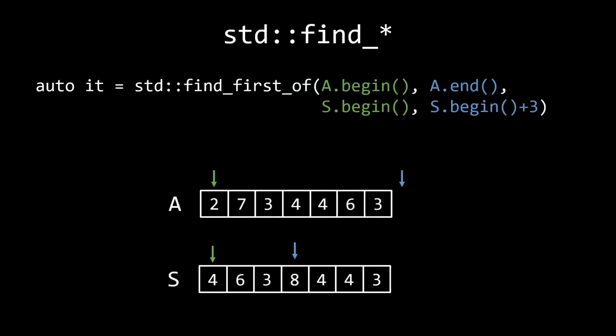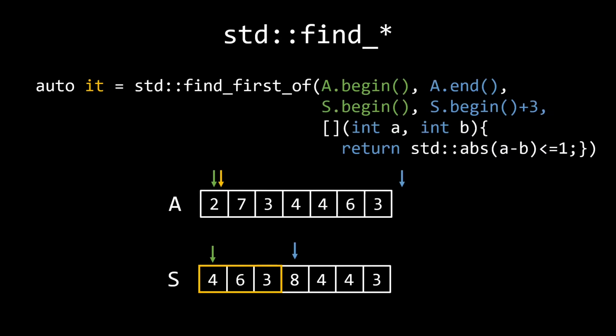Find first of is another interesting convenience function. It allows you to search for the first element that matches any of the elements in the search range. The search range is specified using the third and fourth arguments of the function. In this example, we are searching through the whole container A to find the first occurrence of either 4, 6 or 3. Find first of also accepts a binary predicate as an optional fifth argument. This predicate will be used to test for equality.